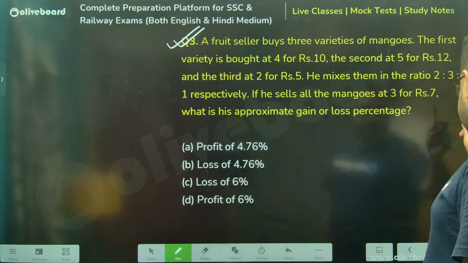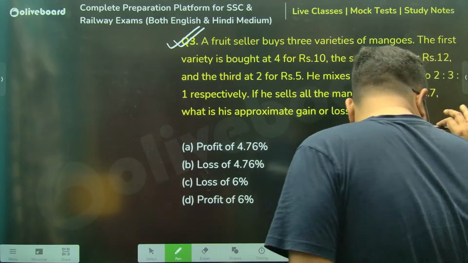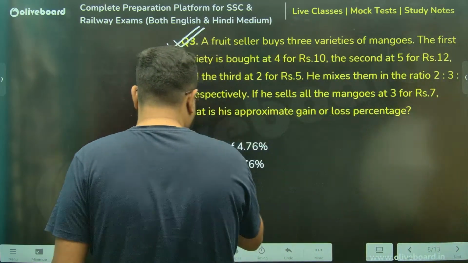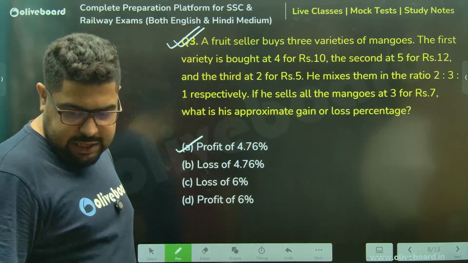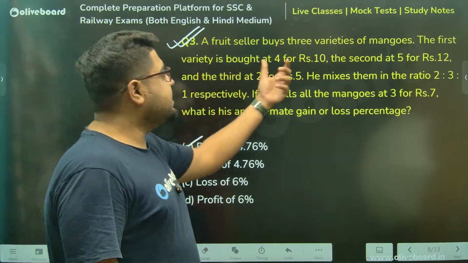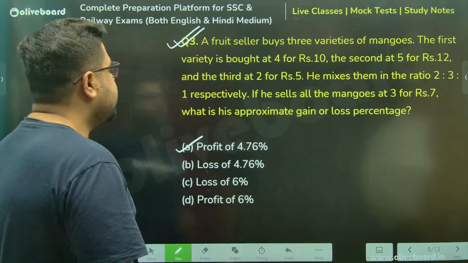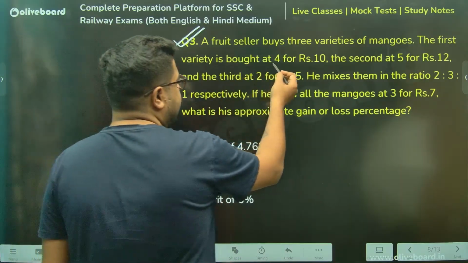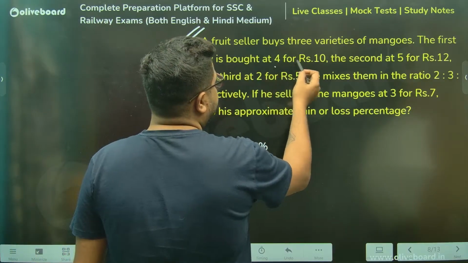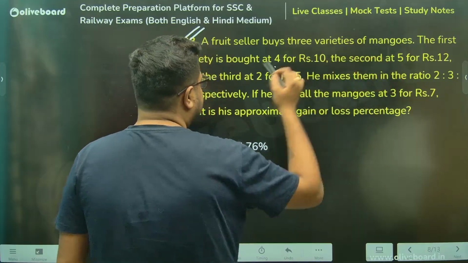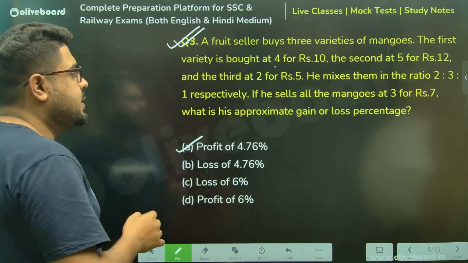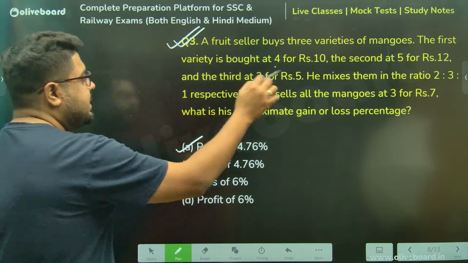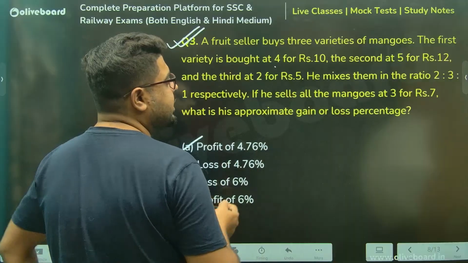Time is up, sir. I've got one answer from VK saying 1A. Let's see, brothers. A fruit seller buys 3 varieties of mangoes. First one bought at 4 for 10, second is 5 for 12, third is 2 for 5. He mixes them in this ratio, sells the mangoes at 3 per 7.